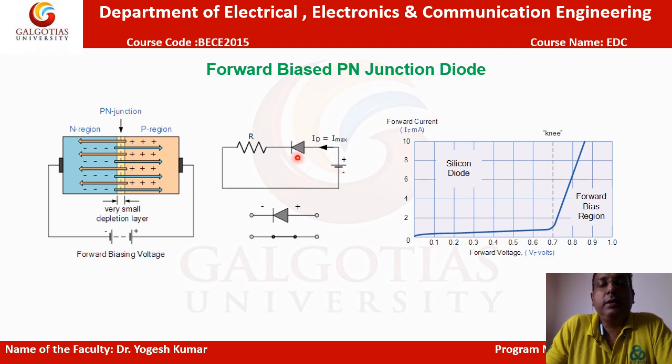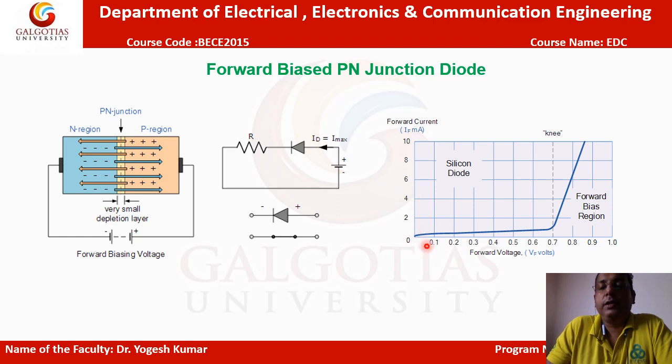Here you can see the symbol of a diode. There is the internal resistance of the diode, and this is the external battery that we are connecting. After connecting the battery, we get a graph between the voltage and the forward current flowing in this region. Now this is your forward voltage. On the X-axis we take the forward voltage, and on the Y-axis we take the forward current. Here you can see the graph.